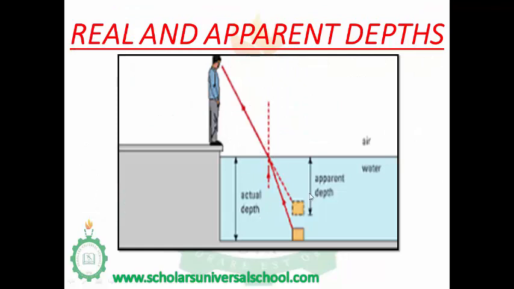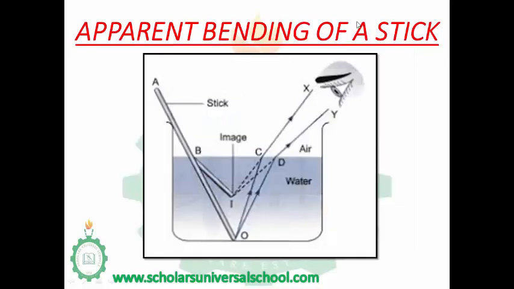Look at the image here. This is the box normally, but due to refraction, the box appears nearer to the eyes than it is. This is just due to the refraction of light from air to water. If you look at the new image formed, the distance from the water is called the apparent depth, while the actual depth is the distance from the water to the point of the box. Now, apparent bending of a stick. This is the real stick, but due to refraction, the stick will look bent.